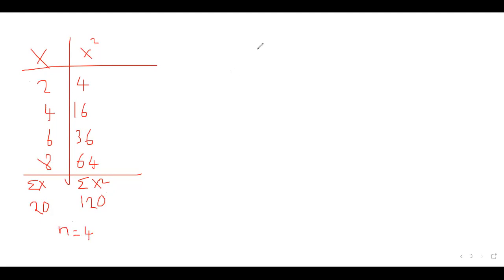Yes. So to find the mean, the symbol for mean is X bar. So summation of x over n. So our summation of x is 20. Our n is 4. What do we get? 5. 5, correct. So that is called our mean, 5.